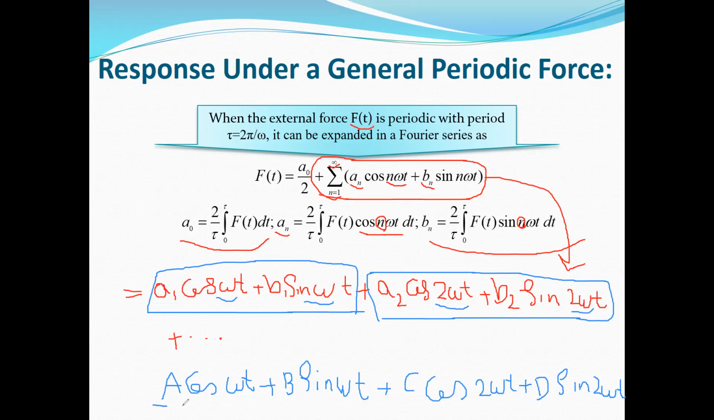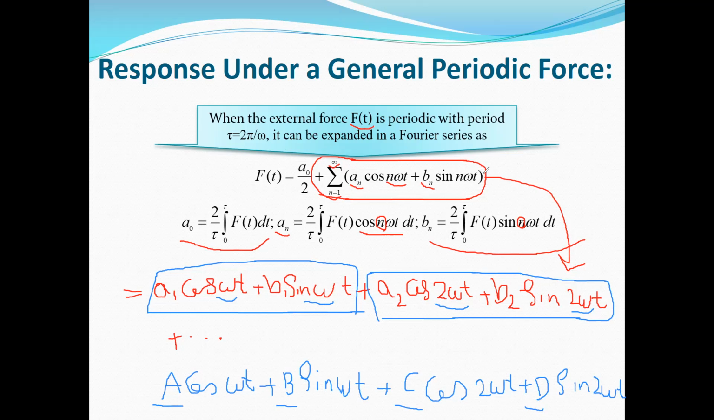And these coefficients A, B, C, and D can be obtained by substituting into the main equation, and then we can find these constant coefficients in the main equation. So you can see the only difference between this part and the previous section, when we solved for the particular response to the harmonic excitation, is that here we only need to obtain these harmonics.